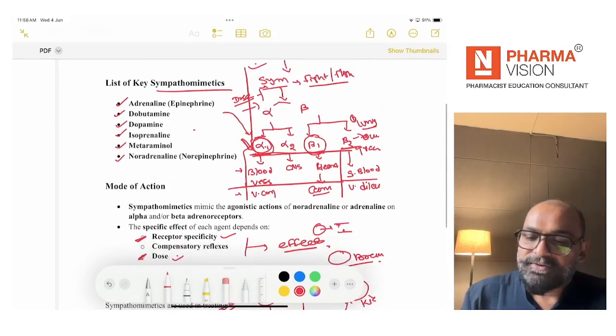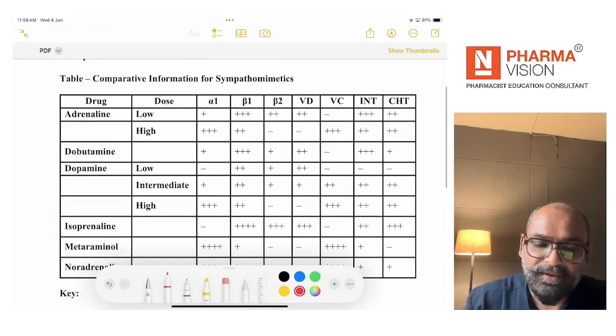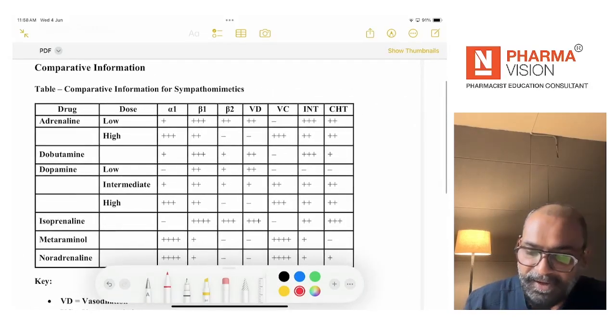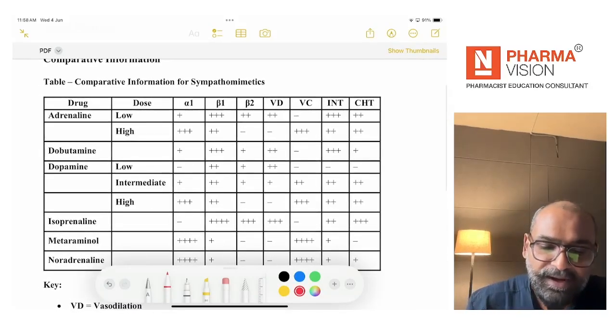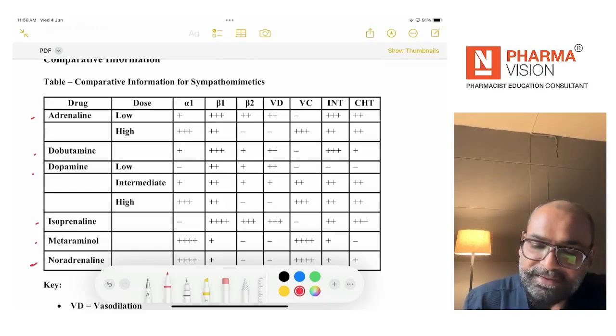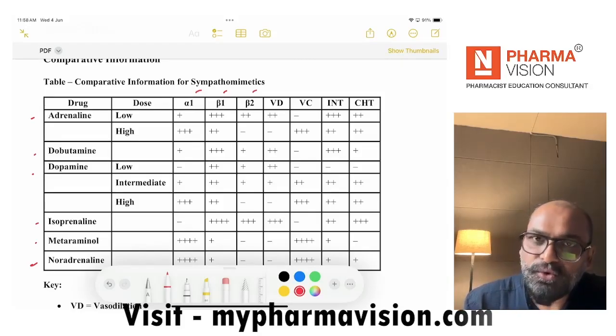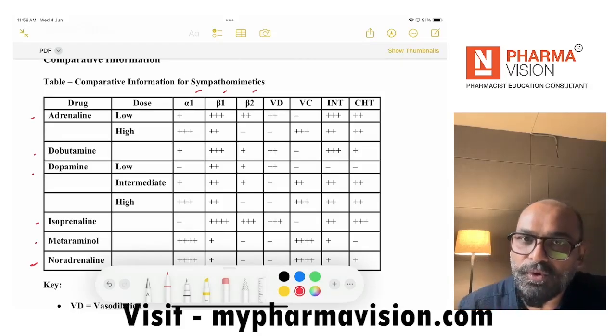Perfect. So today's most important part is this table, and definitely you can expect a question in your exam from this table. First, you can understand the comparison. Okay, these are the drugs: adrenaline, dobutamine, dopamine, isoprenaline, metaraminol, and noradrenaline. These are the receptors: alpha 1, beta 1, beta 2. Alpha 1 is vasoconstriction. Beta 1 is positive inotropic and cardiac outflow. Beta 2 is skeletal muscle vasodilation.